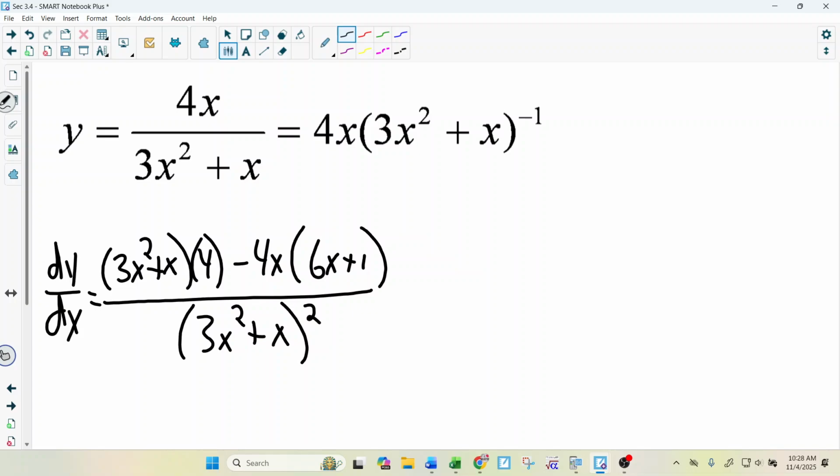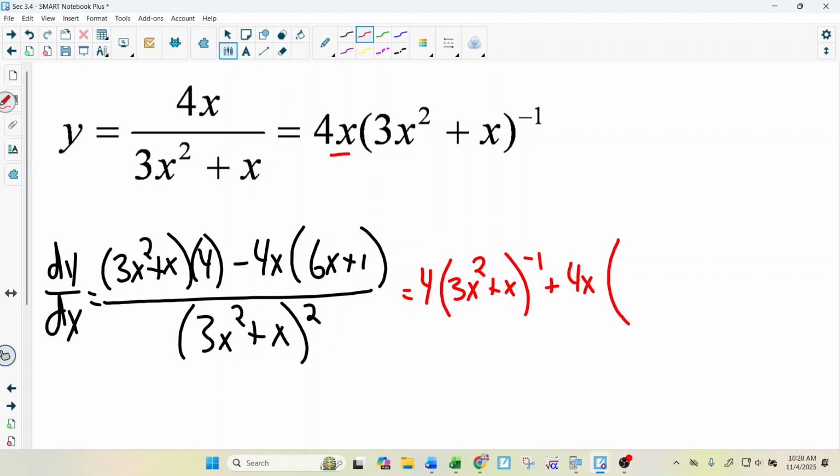Now, I also could do this over here with the product rule and the chain rule. It is derivative of the first times the second, plus the first times derivative of the second, which I bring down the negative 1, subtract 1, times the inside.